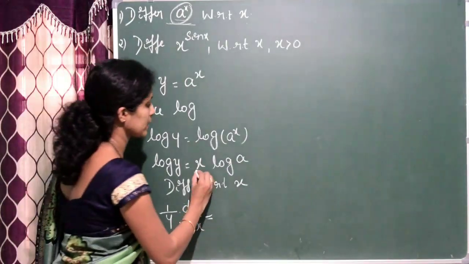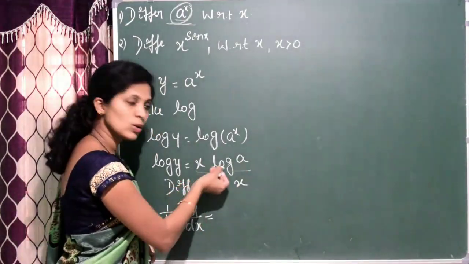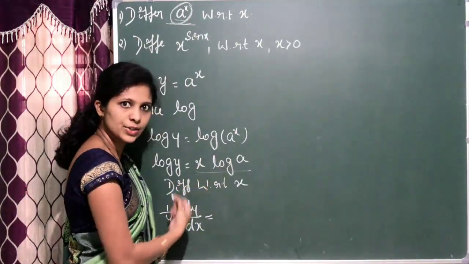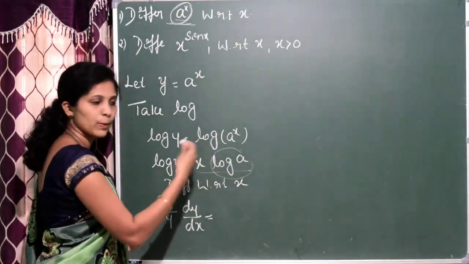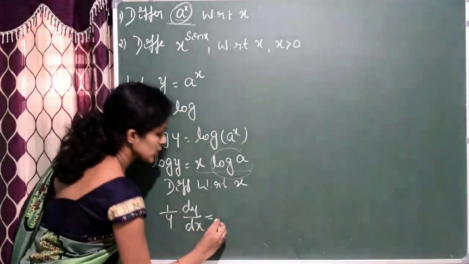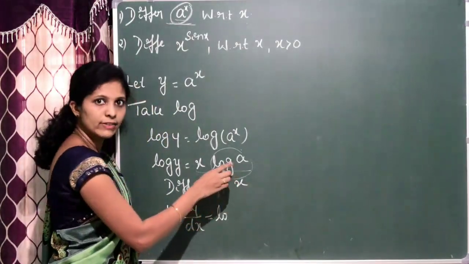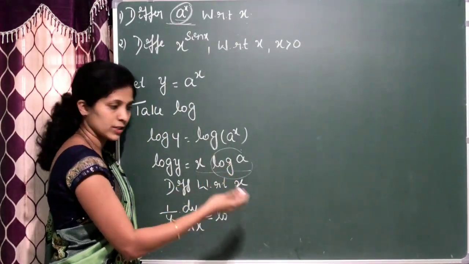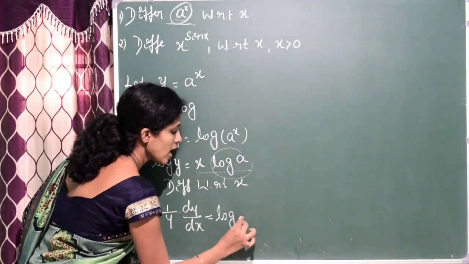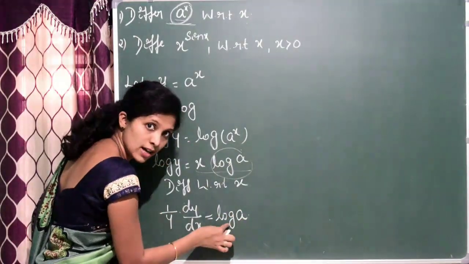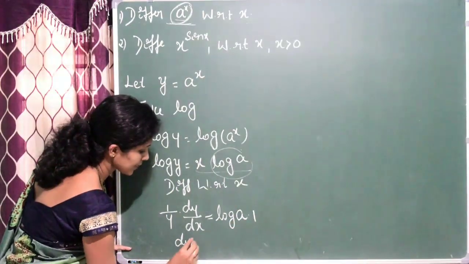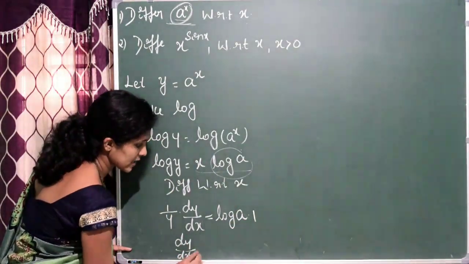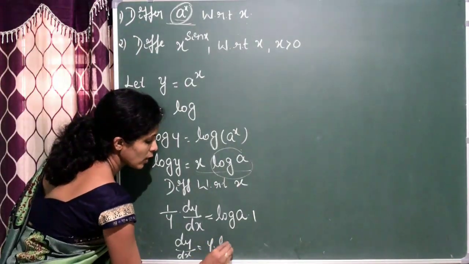Is it necessary to apply the product rule here? x into log a is there. You know that a is a constant. So log a will be a constant, right? So you can write log a as it is, or if you apply the product rule also you will get the same thing, because derivative of log a will be 0 if you apply the product. Or else what we can do directly you can write log a, because log a is a constant and derivative of x is 1. By this we can write dy by dx is equal to y into log a.